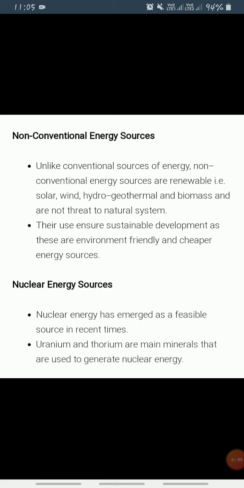Nuclear energy has emerged as a viable source in recent times, and important minerals used for the generation of nuclear energy are uranium and thorium. So these two are the main minerals for nuclear energy. Uranium deposits occur in the Dharwad rocks, and geographically uranium ores are known to occur in several locations along the Singhbhum copper belt, and it is also found in Udaipur, Alwar, Jhunjhunu districts of Rajasthan, Durg district of Chhattisgarh, Bhandara district of Maharashtra and Kullu district of Himachal Pradesh.